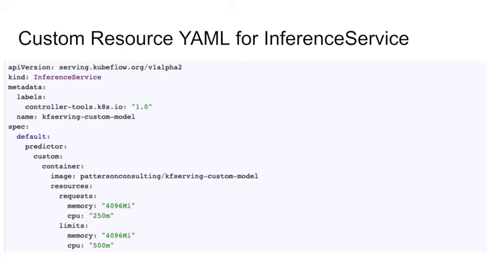Now that we have the code built into our Docker container, and the container is in Docker Hub, we want to deploy our custom model server on KFServing with kubectl. To do that, we have to put together a custom YAML file to define our custom resource in YAML for our inference service. You can see the YAML code on the screen. There's two parameters that I'll call out. The first would be kind, which is inference service, and the other would be metadata.name, which is KFServing custom model.